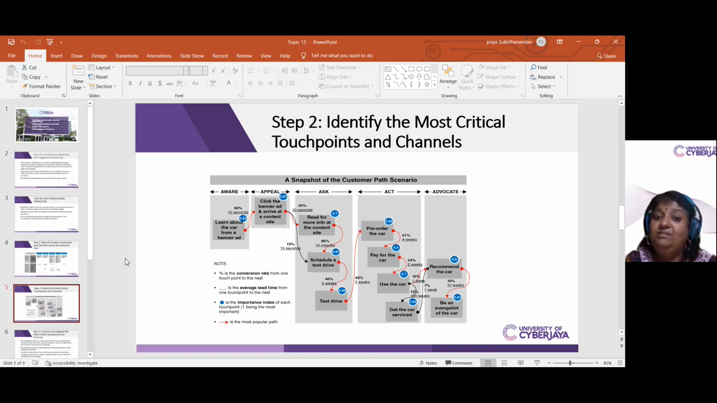How fast can we have a turnaround? And what more did the salesperson have to do? Was the customer more amenable to engaging with the salesperson, or for them, did the test drive do it all? I don't have to explain. I just look at the test. I took the car for a test drive. I'm quite satisfied. I'm buying your product. This is where you will identify the most critical touch points and channels, right?